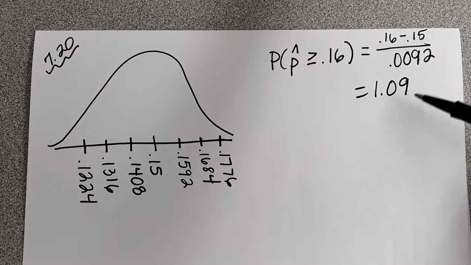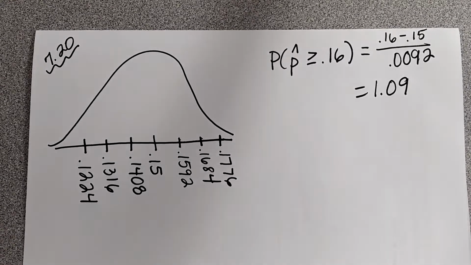So now that's our z-score. That's not the probability. That's just the z-score. So now we have to go and look up the z-score, which is 1.09.